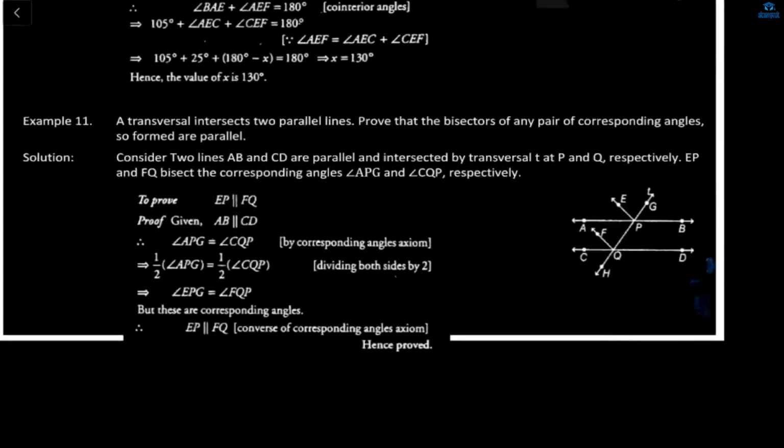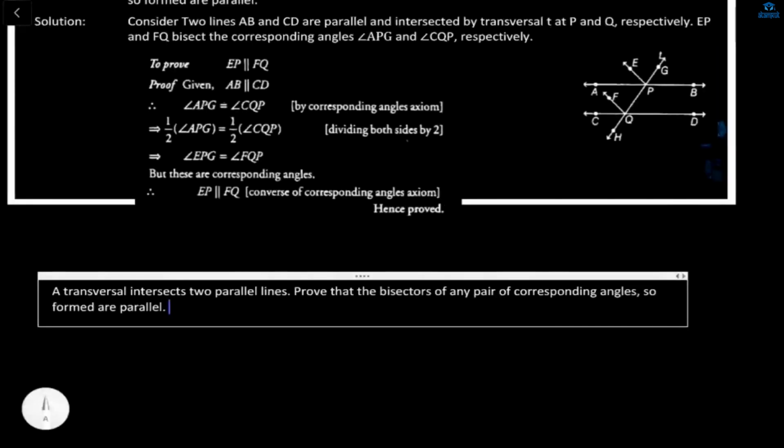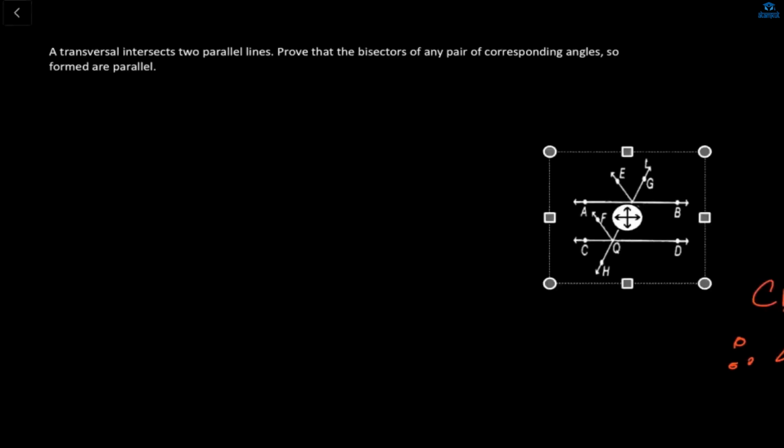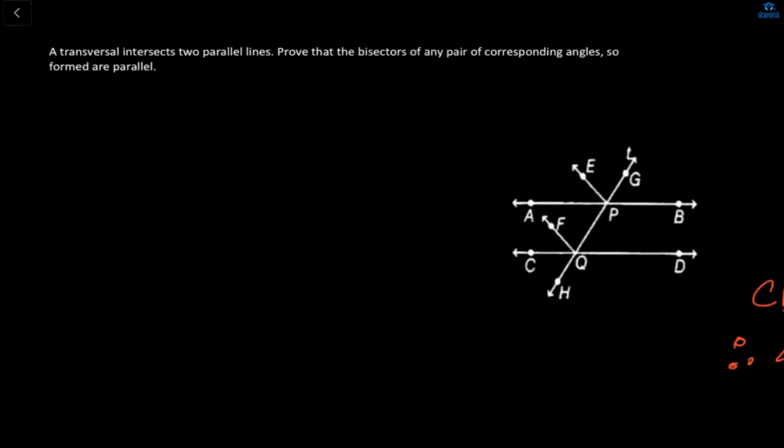Now this is a proof. A transversal intersects two parallel lines. Diagram is not given in this question, but I'm copying the diagram from here. First, you have to draw two parallel lines. So I have drawn two parallel lines as AB and CD. You can see the diagram.